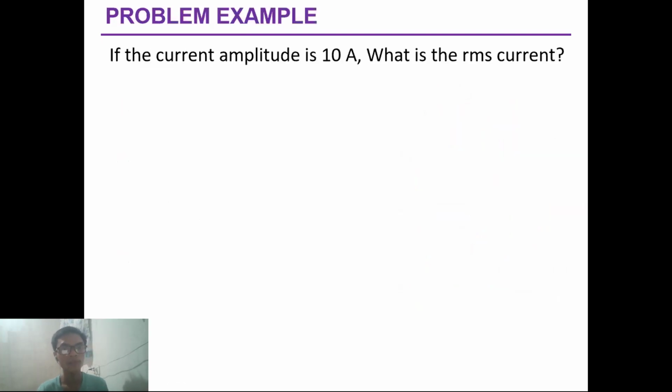So we have here a simple problem example. If the current amplitude is equal to 10 amperes, what is the RMS current? In order to get the RMS current, we need to follow this formula. V is equal to R.